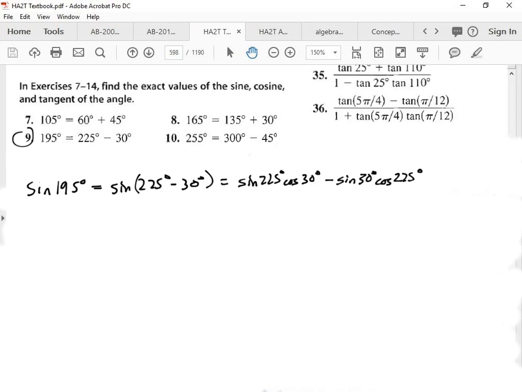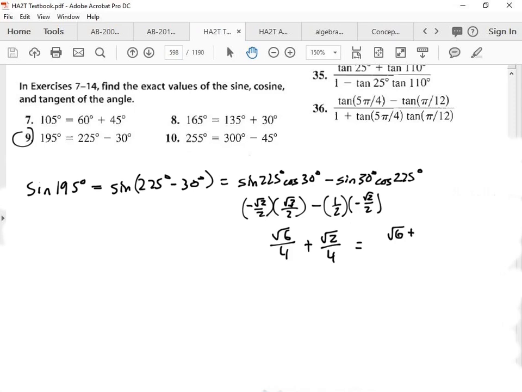But anyways, sine of 225, if you check out the unit circle, that's going to be negative rad 2 over 2. And then you have cosine of 30 degrees, which is positive rad 3 over 2. And then we have sine of 30 degrees, which is positive 1/2. Cosine of 225 is also negative rad 2 over 2 because that's in the third quadrant, right? So this is rad 6 over 4 plus rad 2 over 4. And so I get rad 6 plus rad 2 over 4, and that's my answer.